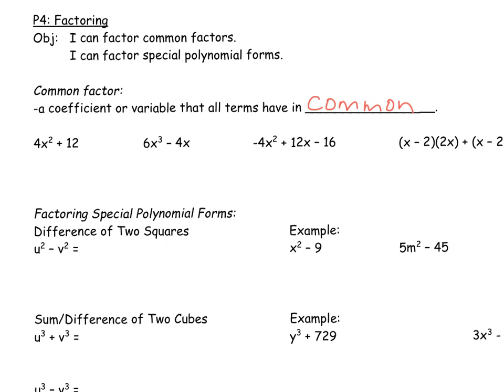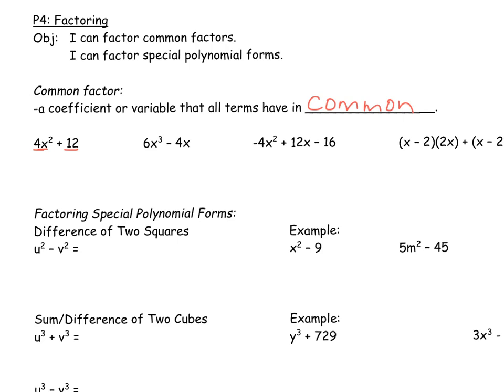We had this on our Algebra 2 review worksheet. Sometimes when you have something in common, you can factor it out, but there's still a bunch of terms left over. So let's take a look. In the first example, we have 4x squared plus 12. Now each term is separated by addition or subtraction. So there are two terms in this polynomial.